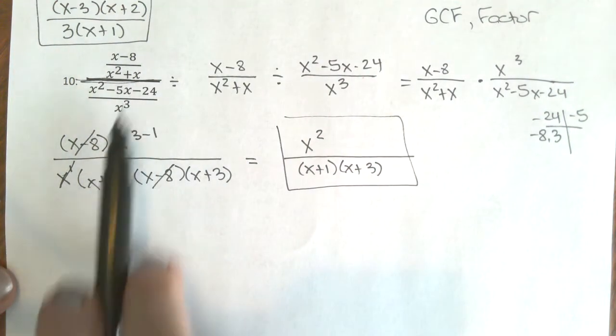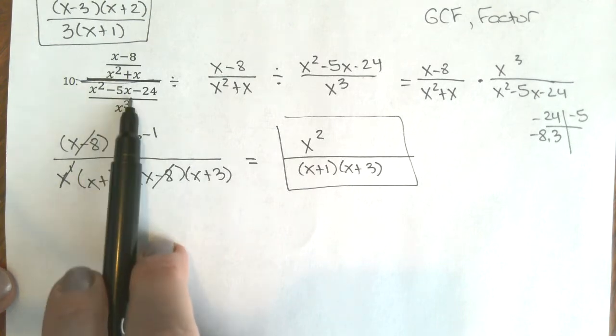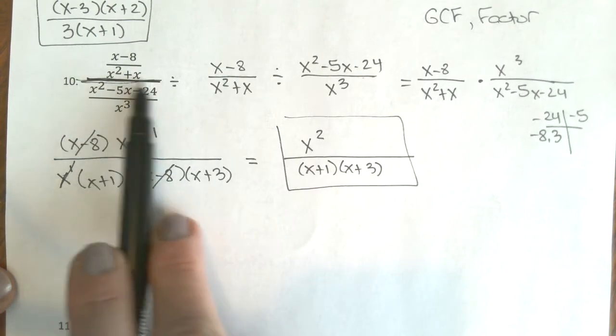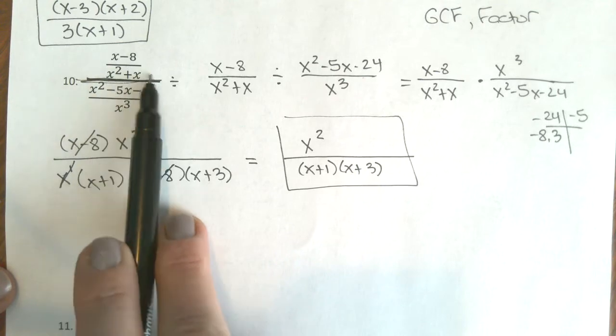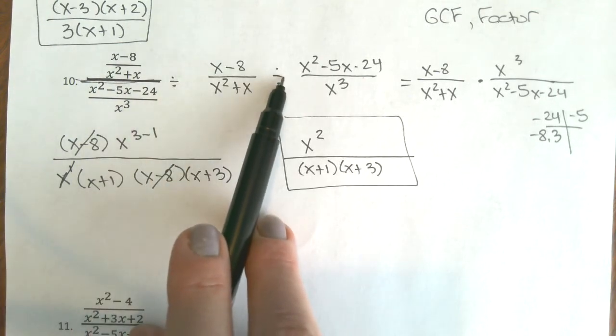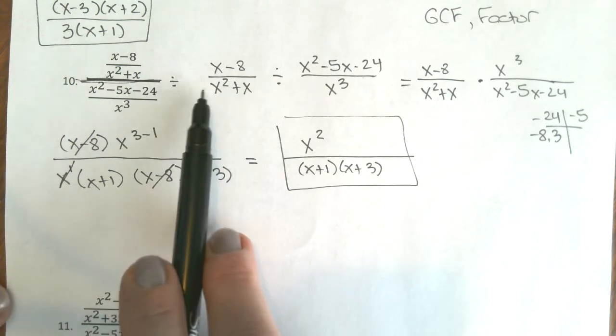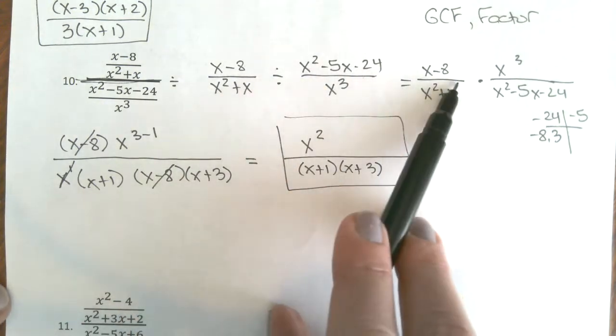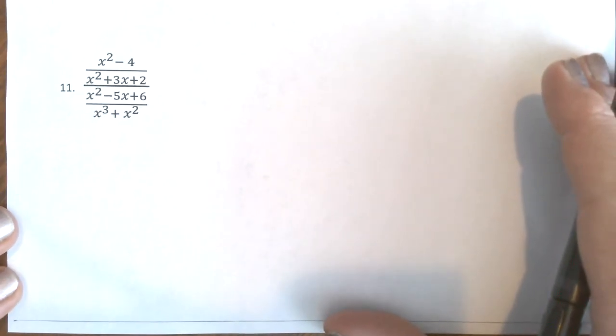So the only real thing that you need to know and remember on this one is the big fraction bar in the middle of these two. We're just going to replace this with a traditional division sign. And then we're going to do our keep, change, flip. All right, number 11.